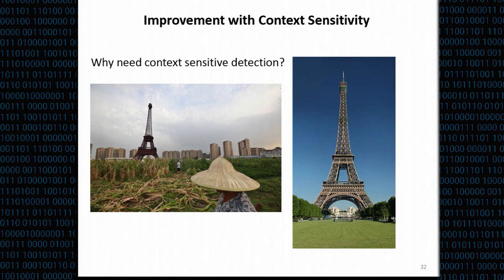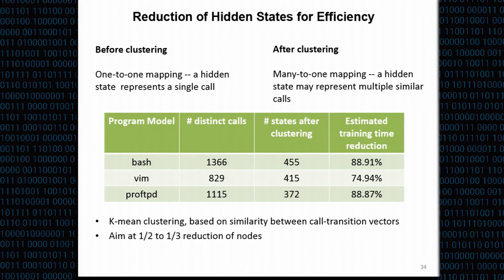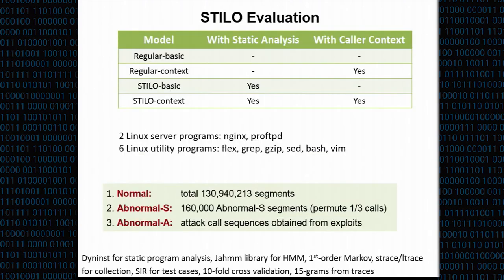And so if you go to see the Eiffel Tower, you want to see it in Paris and not the one in China. So this is context sensitive, giving you improved accuracy in estimating the behaviors. I just want to skip this. We did some clustering to reduce the hidden states, because you get really, really many hidden states that your training will not converge after a week, and you sit there and say, okay, what am I going to do?